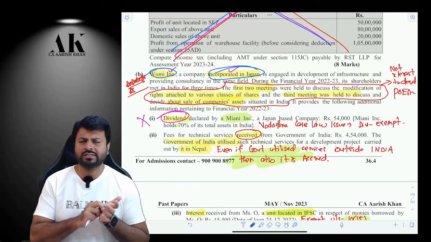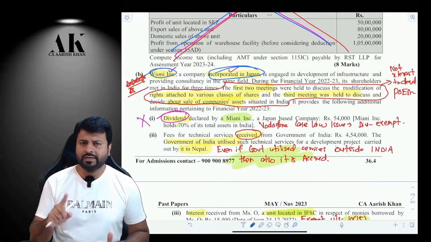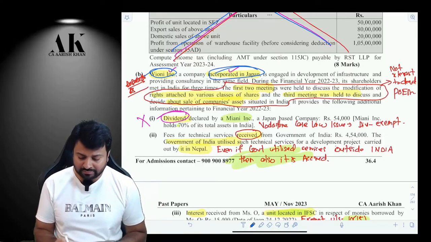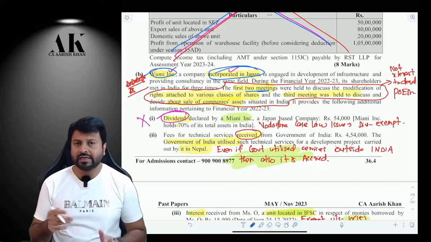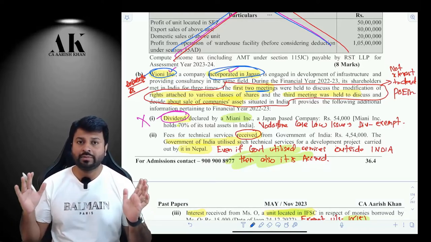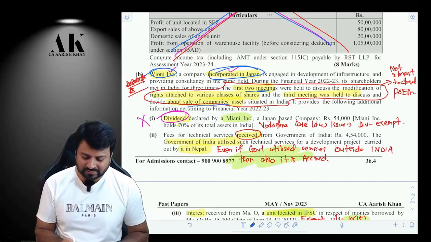How can you say non-resident, sir? It is incorporated outside India. Is it not a resident because of POEM also? No, it is not resident because of POEM also. They are holding some meetings in India, no doubt. But those meetings are not in relation to day-to-day business and management. It is not in relation to your control and management in India. It is in relation to the sale of some part of the company in India.